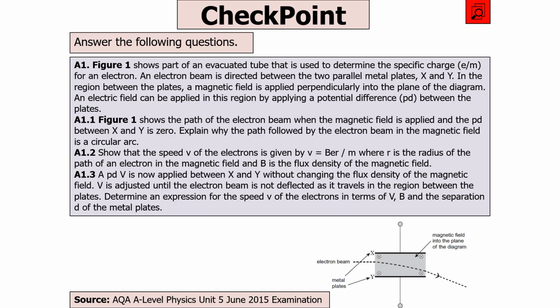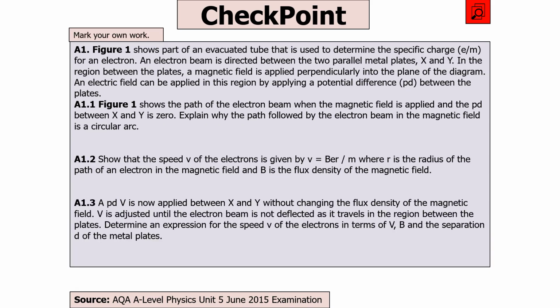and Y is 0. Explain why the path followed by the electron beam in the magnetic field is a circular arc. Show that the speed of the electrons is given by v equals BeR over m, where r is the radius of the path of an electron and B is the flux density of the magnetic field. Then a PD is now applied between X and Y without changing the flux density of the magnetic field. V is adjusted until the electron beam is not deflected as it travels in the region between the plates. Determine an expression for the speed v of the electrons in terms of V, B and the separation d of the metal plates. So pause the video now, then unpause the video when you want to go through your answer.